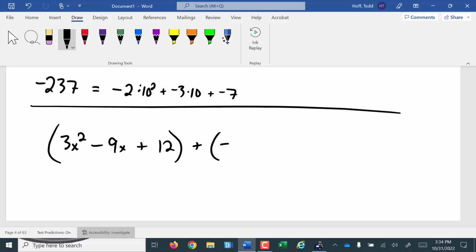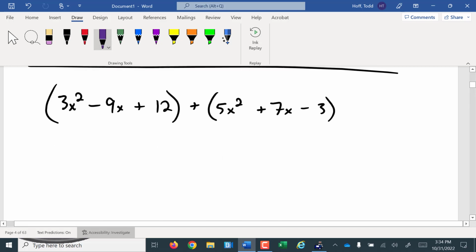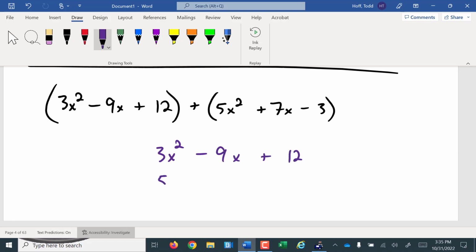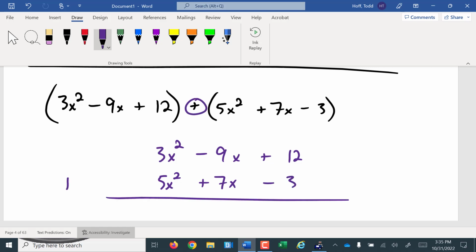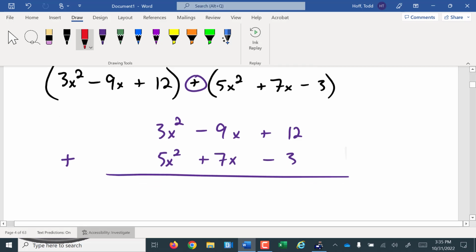So if I add that to 5x squared plus 7x minus 3, well, once again, I'll line it up. 3x squared minus 9x plus 12. I line up the 5x squared with the 3x squared, my positive 7x with my negative 9x, and my negative 3 ones with my positive 12 ones. I am still adding here. 12 plus negative 3.